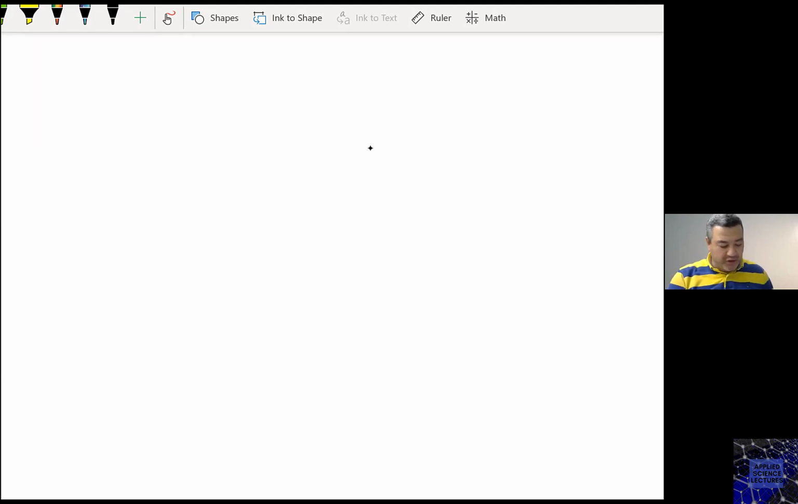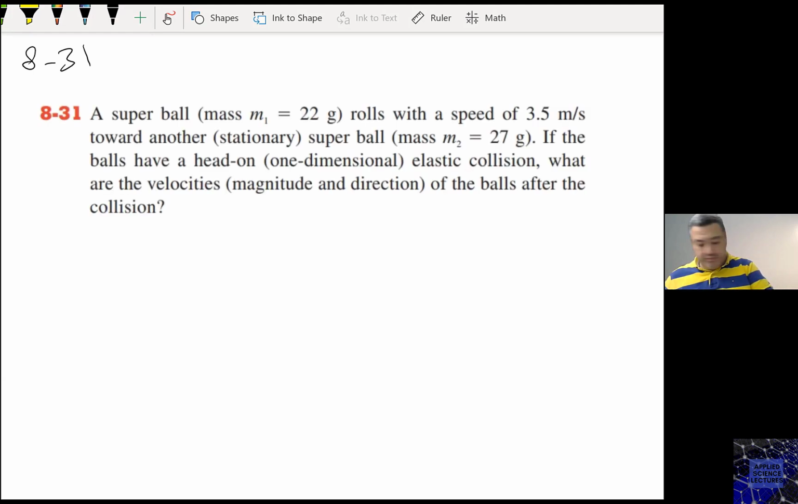Question 831. The question reads the following. This is page 224. The question reads the following.